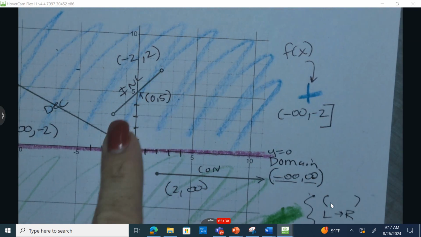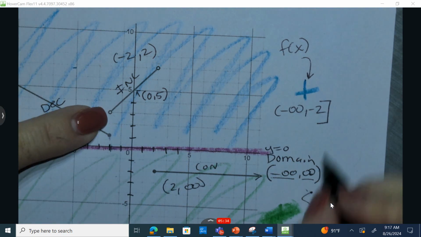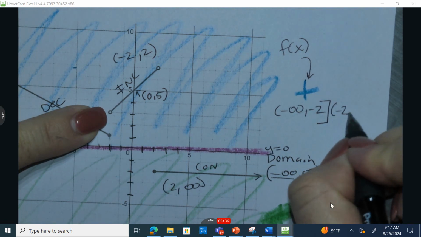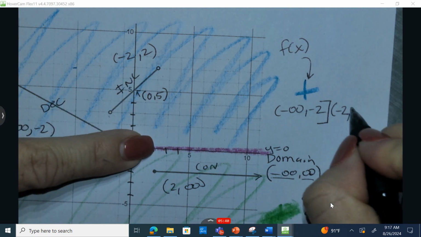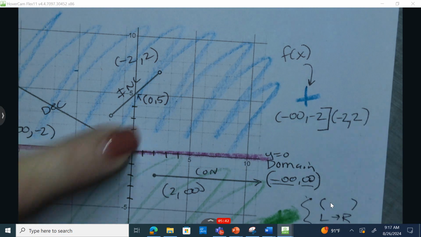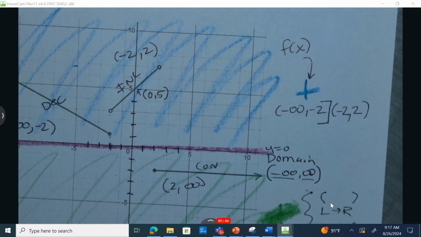Okay, this region of the graph is also in the y positive. It starts at a value of -2. Why am I putting a parenthesis? Because it's an open circle. And it goes all the way to a value of +2. Why am I putting a parenthesis? Because we have an open circle here.